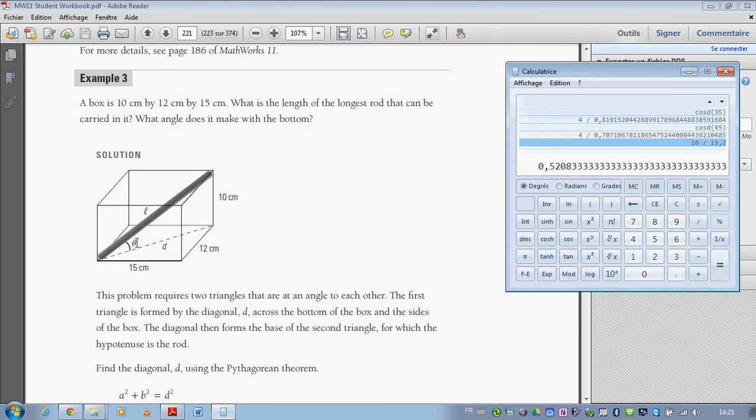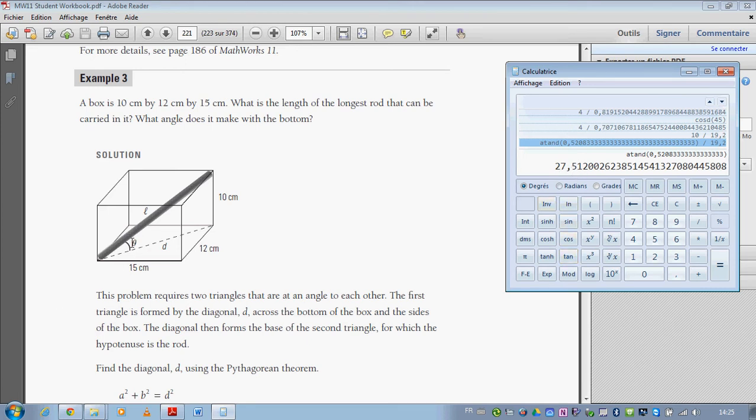So tan of theta is equal to this value right here, except when you're trying to work backwards and figure out what theta is, that's where you've got to use the second function, tan. That's what I'm going to do right here as well. Second function, tan. Okay, I'm going to do that again. So 0.5208 3 repeating. So that was the ratio that I had gotten, and then I go second tan. So that gives me an angle of 27.5 degrees.